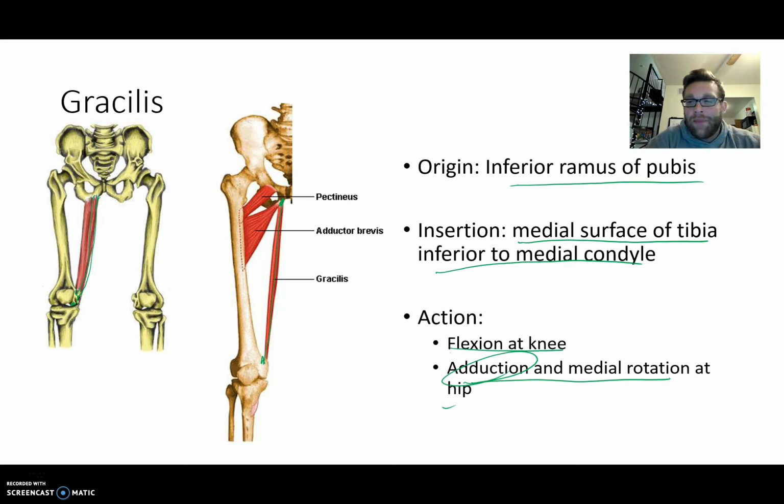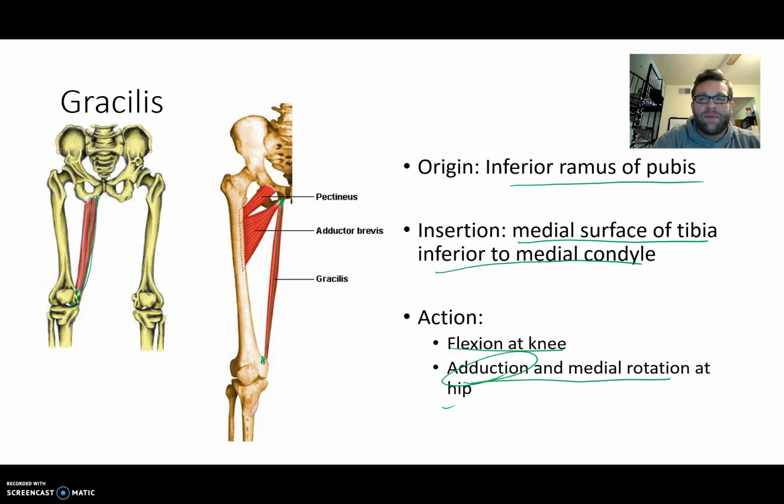With the gracilis, I remember where it is because it's the muscle that, if someone touches the inside of your thigh, I know this is a weird description, but this is how I remember it, it's that muscle that tingles, right? Because there's a nerve that goes right through there. So if someone grabs your thigh, it's that muscle and that nerve that you're actually feeling. So, gracilis.